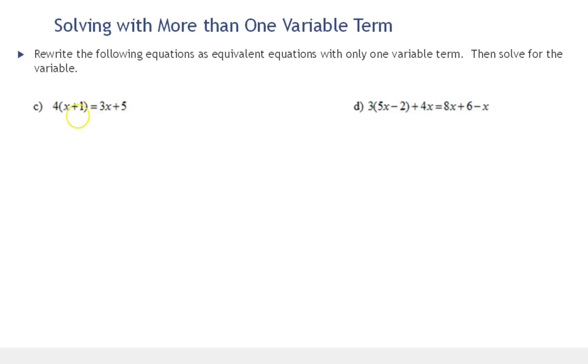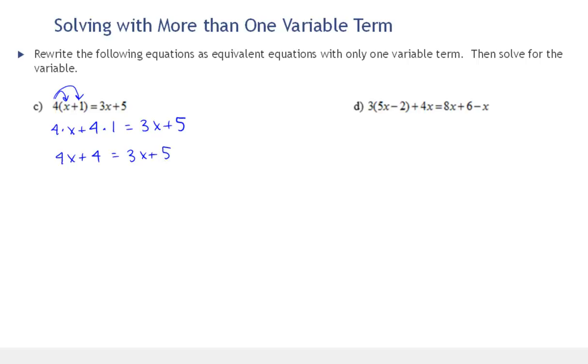Okay. So first, notice that there's more than one x term. So I'm going to just start by distributing. So we have 4 times x plus 4 times 1 equals 3x plus 5. And we have 4x plus 4 equals 3x plus 5.